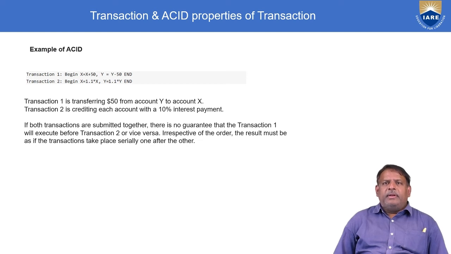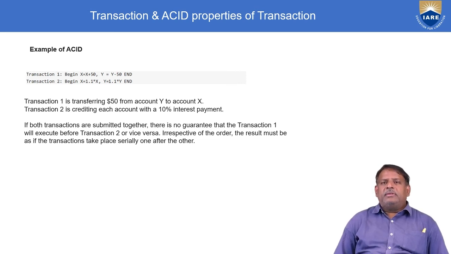Example of an ACID transaction: begin, x is equal to x plus 50, y minus 50. So this is one transaction. The second transaction is x is equal to 1.1 times x, y is equal to 1.1 times y. Transaction 1 is transferring 50 from account y to x. So from y we are subtracting 50, we are adding to x. The second transaction is trying to credit each account with a 10% interest payment.